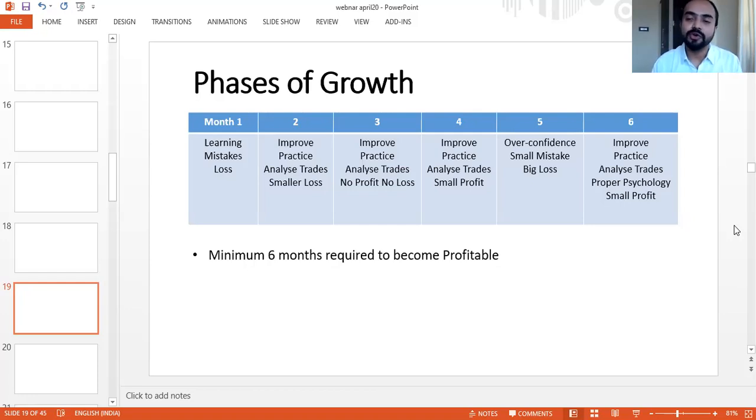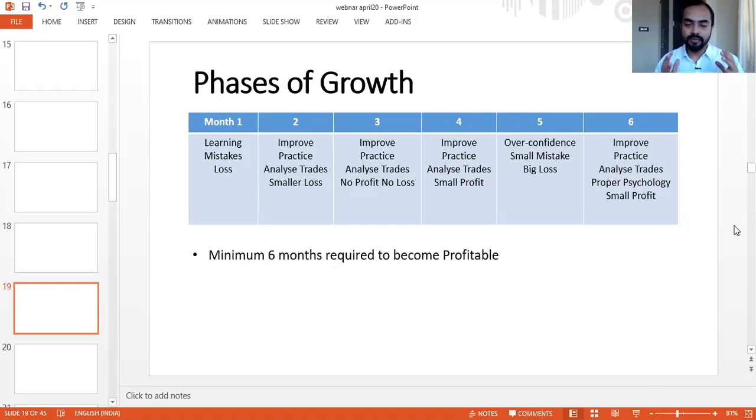So next month, sixth month, you improve, you practice, you analyze your trades, you do proper trading psychology, and then you end up with a small profit, or it can be even big. So this is how the journey of trading goes. You do not become profitable in the first month or second month. Sorry to say that, but it is a harsh reality of trading. It takes time. This is like any other skill.